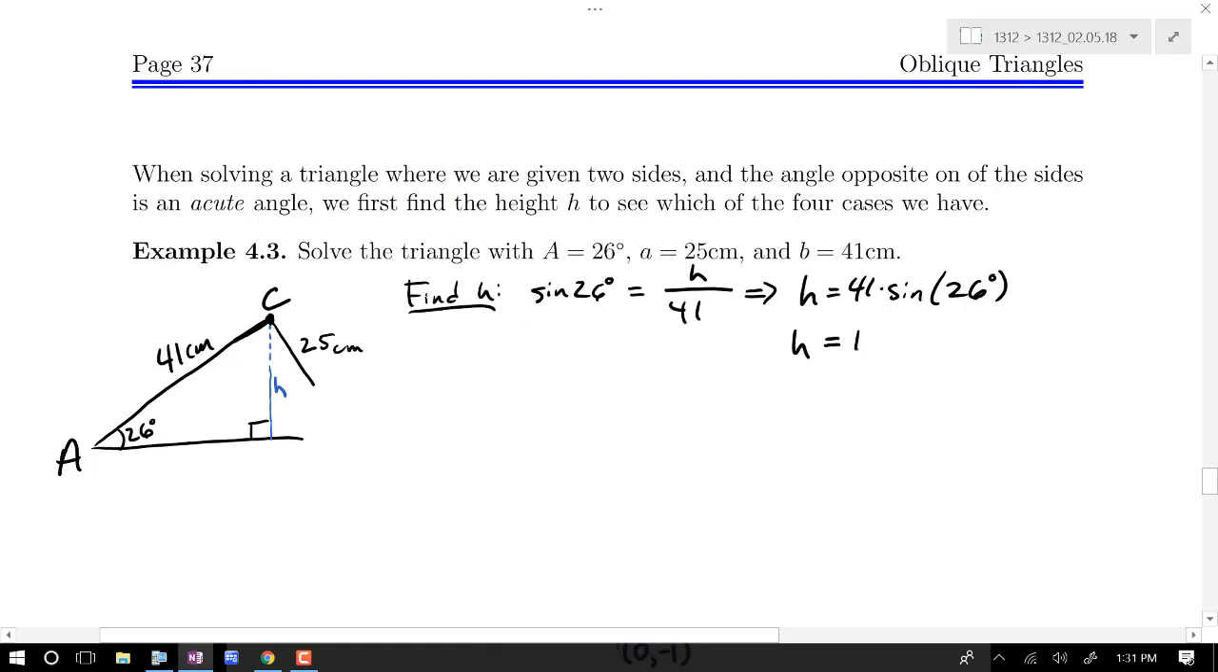That's 17.97, or yeah, it's nothing that we're going to use in our further calculations. Oh, 17, not 19.